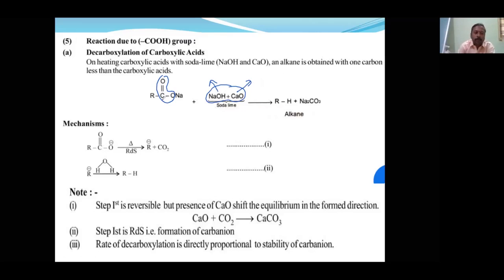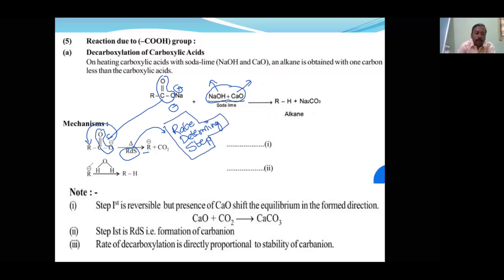Here RCOO minus, first it is an ionic substance. RCOO minus will lose the CO2. Then this negative charge will be migrated here to form R minus. What is this RDS? It is not RDX, it is RDS. RDS means rate determining step. This is the RDS. So on R minus, this will be HOH.